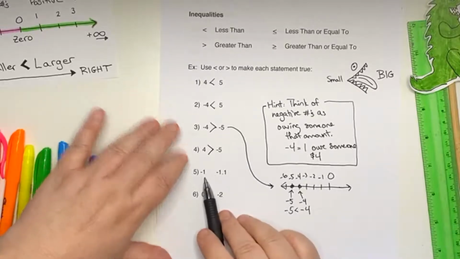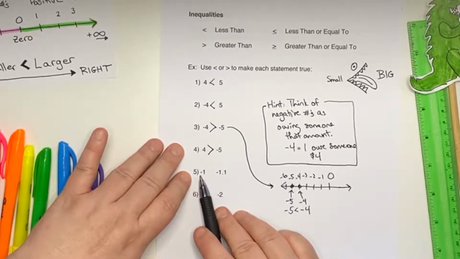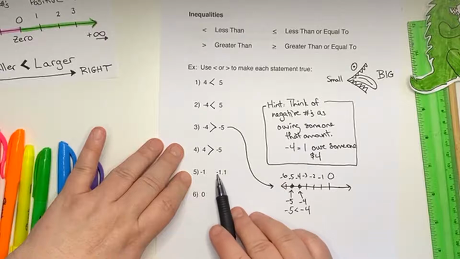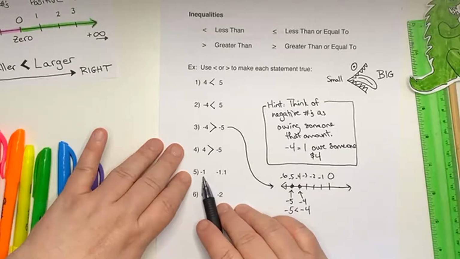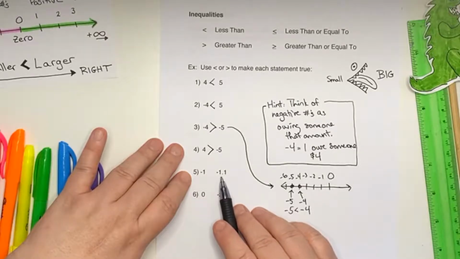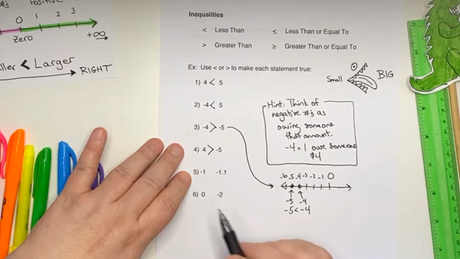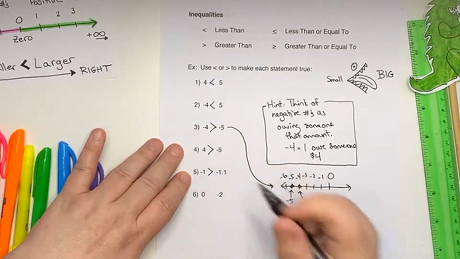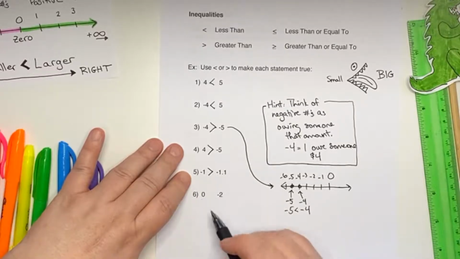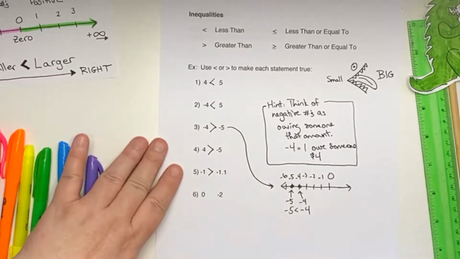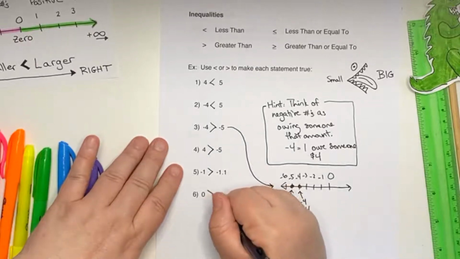Okay, tricksy math teacher. -1, -1.1. Which is better? This one you owe someone $1. This one you owe someone $1.10. Owing someone $1 is bigger than owing someone $1.10. You have more money technically. Okay, how about 0 and -2? You got it. 0 is bigger than -2.